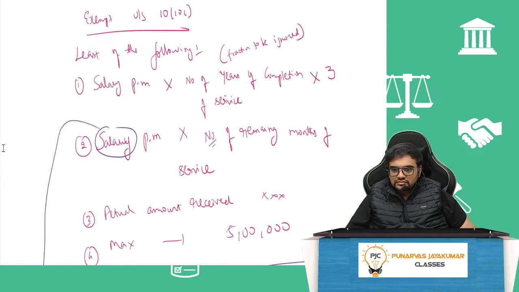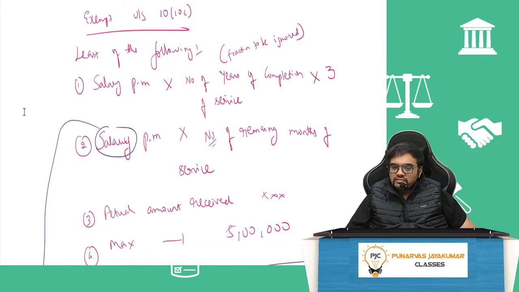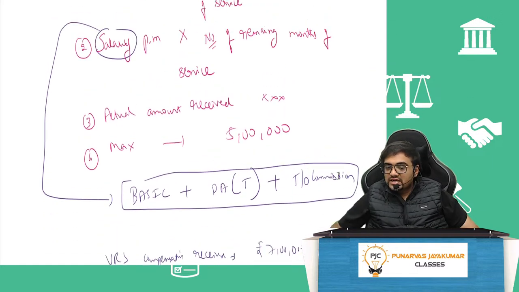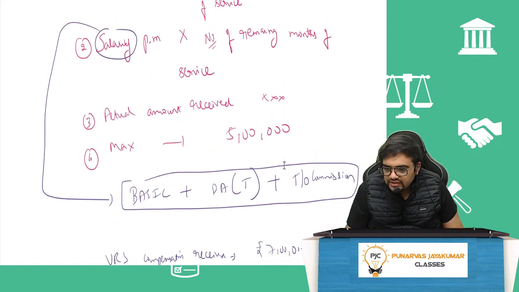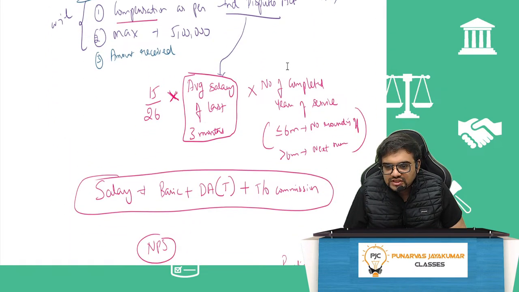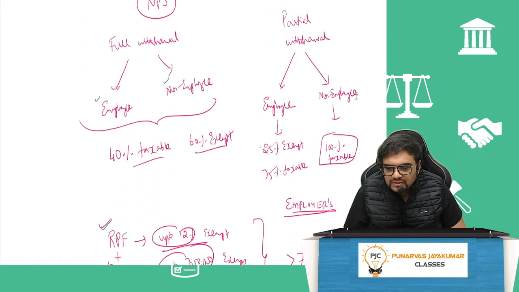VRS compensation. For VRS compensation, the least of the following will be exempt. Salary per month into number of years of completed service, fraction to be ignored, into 3 years of service. Salary per month into number of remaining months of service. This is if you take voluntary retirement. Actual amount received. Maximum amount 5 lakh. And what is salary? Basic plus DA, if it is part of the terms, and turnover commission. And retrenchment compensation, as I already told you, we have seen 15 by 26 and all those things.